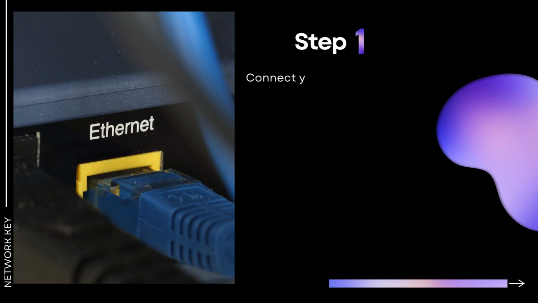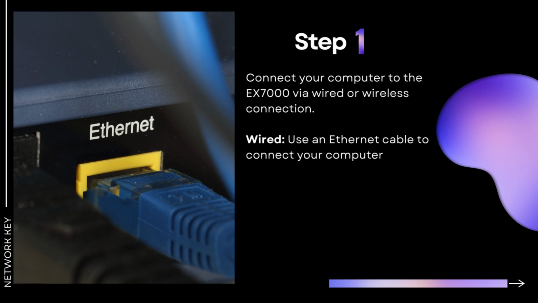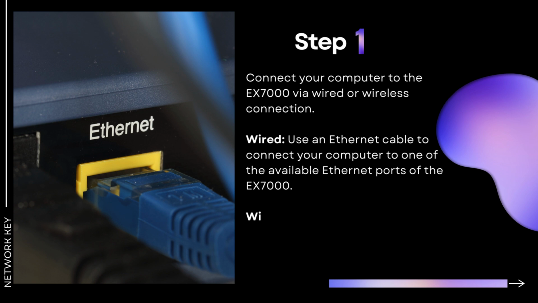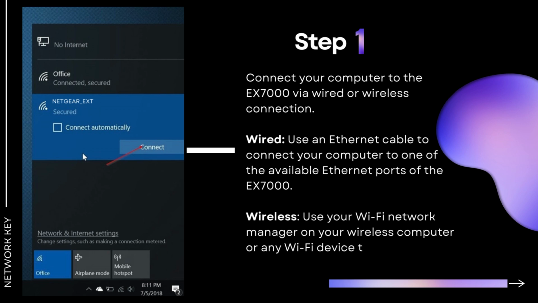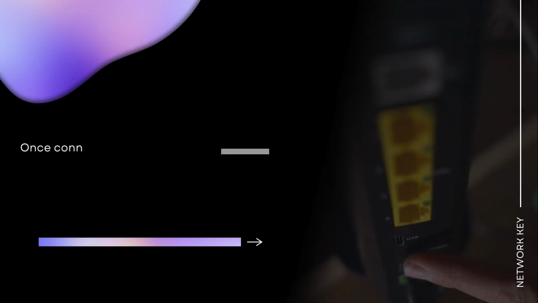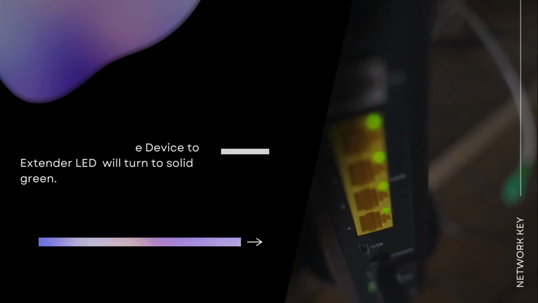Step 1. Connect your computer to the EX7000 via wired or wireless connection. Wired. Use an Ethernet cable to connect your computer to one of the available Ethernet ports of the EX7000. Wireless. Use your Wi-Fi network manager on your wireless computer or any Wi-Fi device to connect to Netgear EXT Wi-Fi network. Once connected, the device to extender LED will turn to solid green.